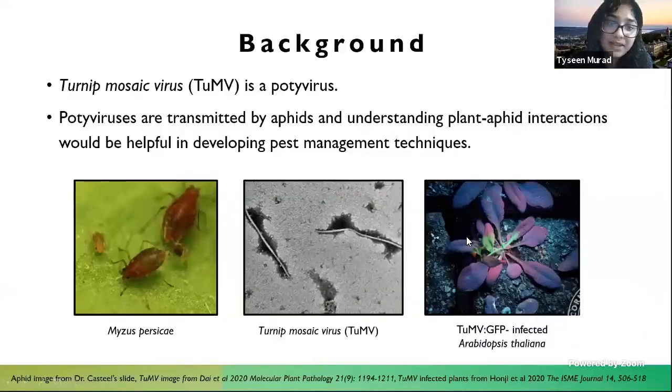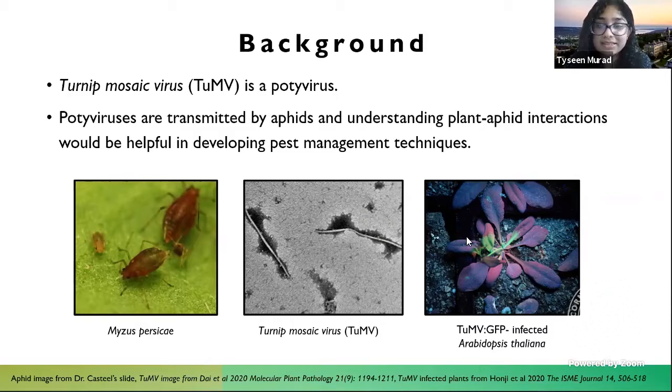So turnip mosaic virus is a potyvirus, which are positive strand RNA viruses that currently account for about 30% of all plant viruses we see today. And these viruses are transmitted by aphid vectors. So being able to understand how these plant aphid interactions work would be super helpful in developing pest management techniques, especially in an agricultural setting.